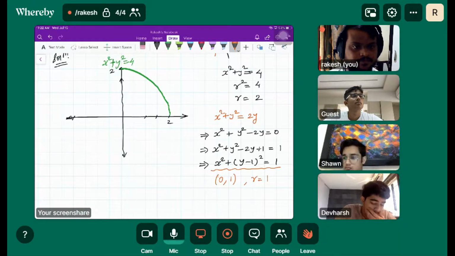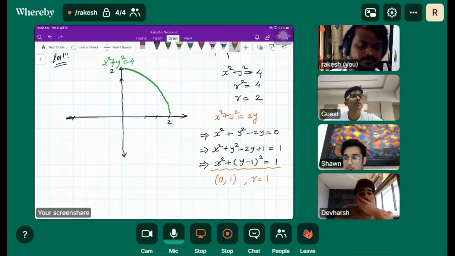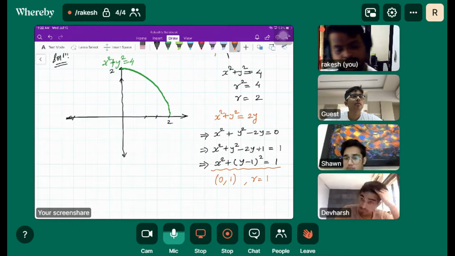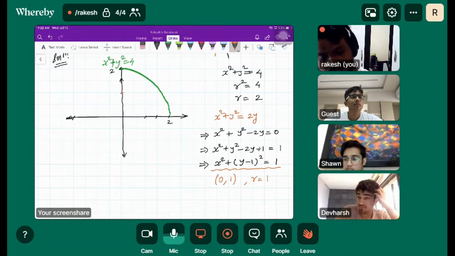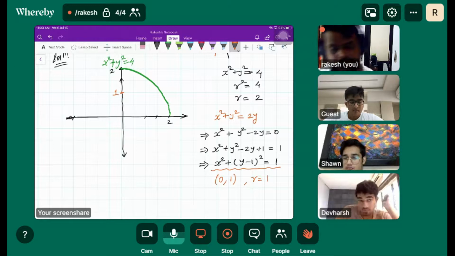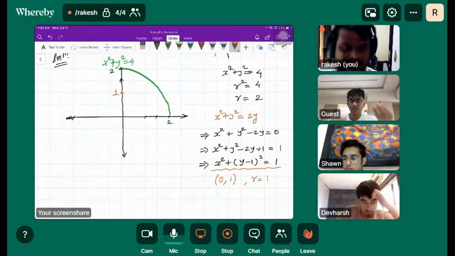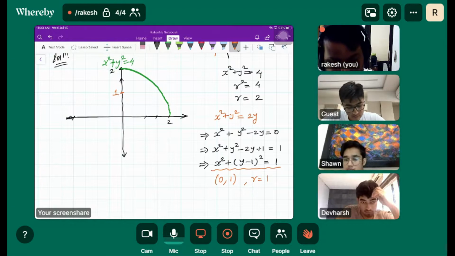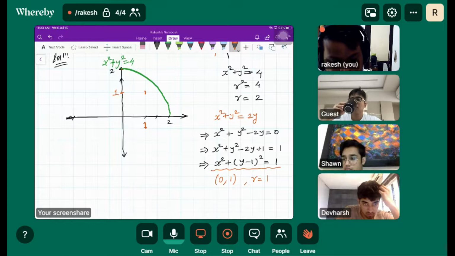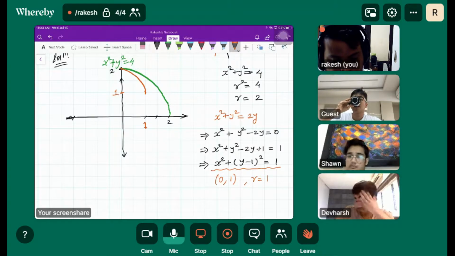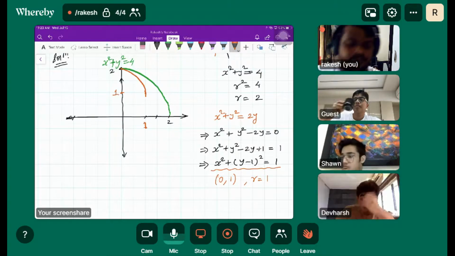Okay. So where is 0, 1? 0, 1 is here. Now we have to draw the circle in quadrant 1. So 0, 1 is here, this is 1. So your circle is this, right?